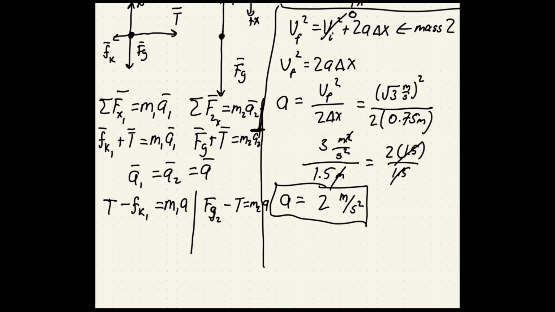So let's go ahead and get a new page because we're running out of room here. I'll copy over our equations: our kinetic friction force on 1 is negative. We add to that T and we'll get m1 A. And then we have another sum of forces, the force of gravity acting on object 2 minus that same tension force is equal to m2 times A.